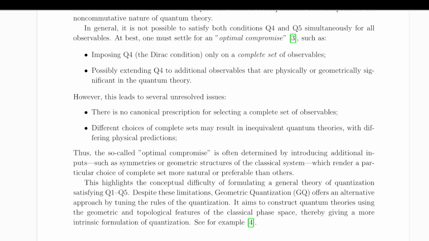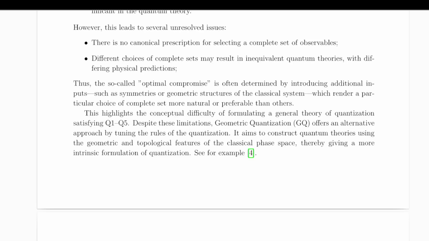Because of these challenges, geometric quantization proposes a different path, building quantum theory directly from the geometry and topology of classical phase space.